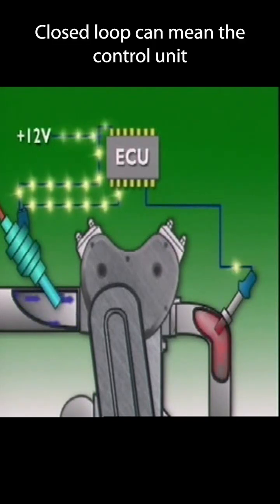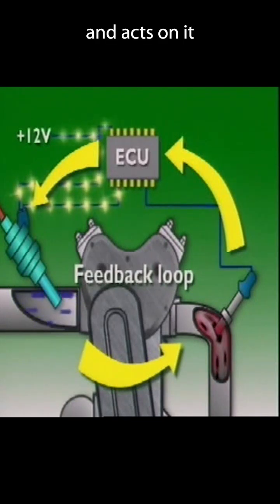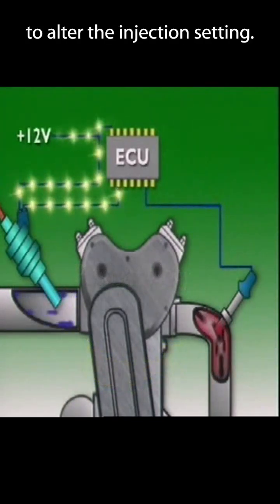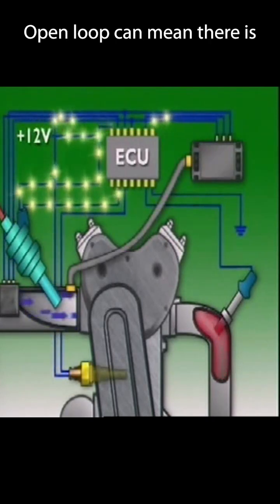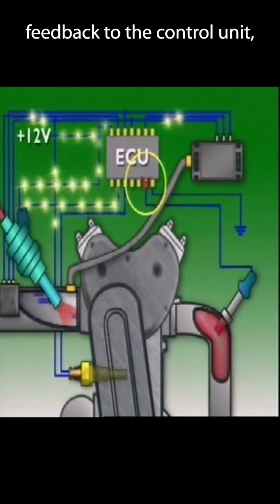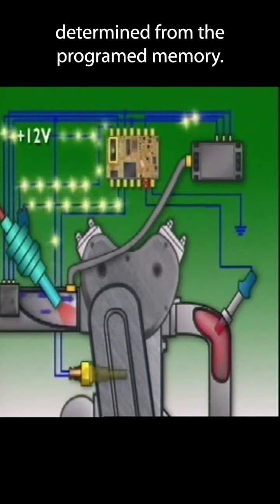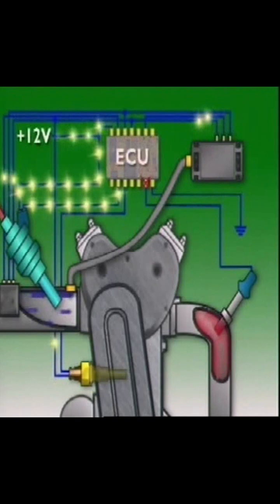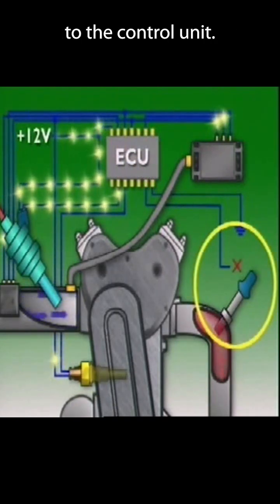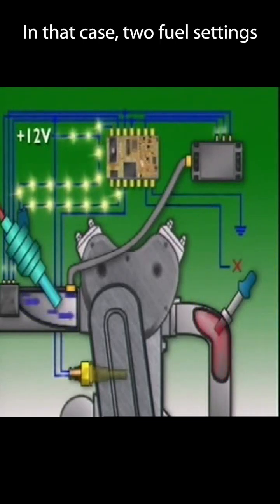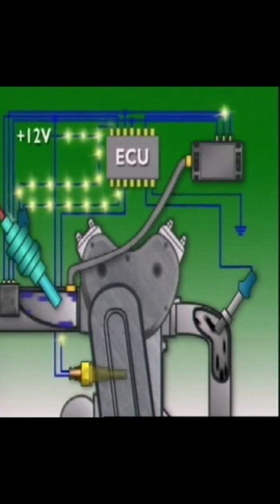Closed loop means the control unit does receive feedback from the EGO sensor and acts on it to alter the injection setting. Open loop can mean there is feedback to the control unit, but it is ignored, and the fuel settings are then determined from the programmed memory. Alternatively, open loop means that there is no feedback to the control unit. In that case too, fuel settings are determined from the programmed memory.